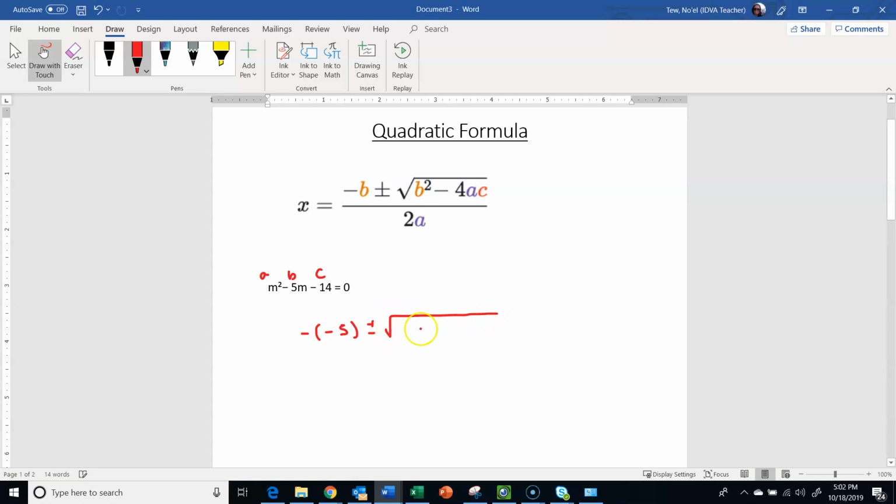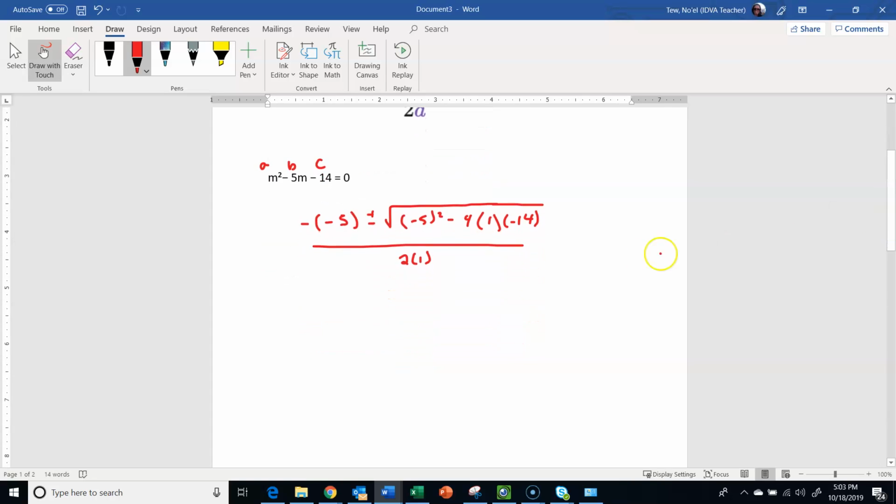And then we'll go plus or minus the square root of b squared, which is (-5) squared, minus 4 times a times c, -14, all over 2 times a, which is 2 times 1. So let's go ahead and simplify this.